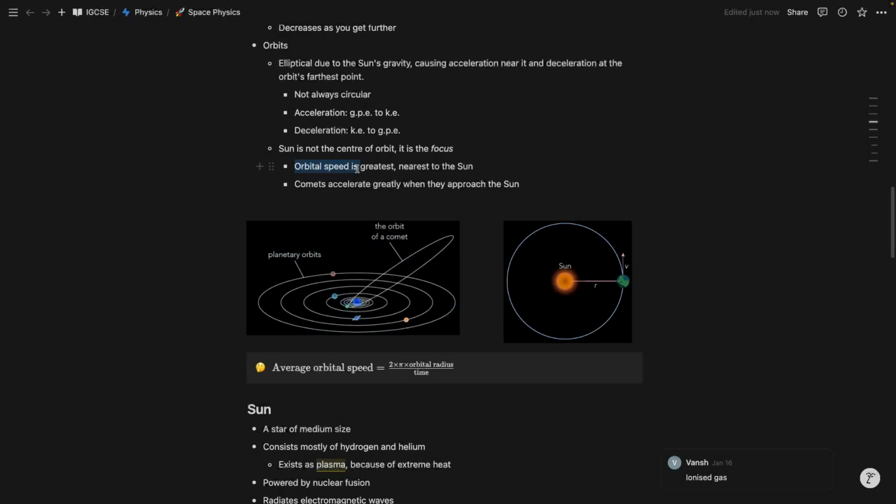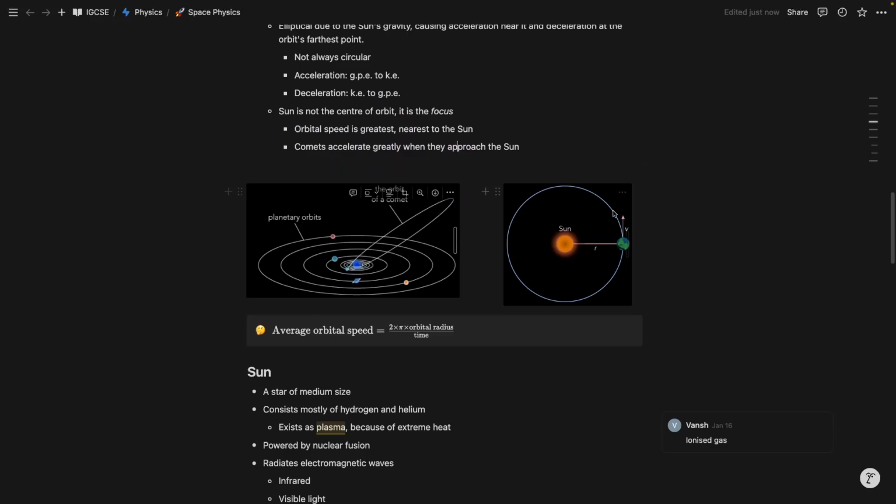The orbital speed is greatest nearest to the sun. That's because acceleration has happened as you're nearing it. And comets usually follow this acceleration pattern.